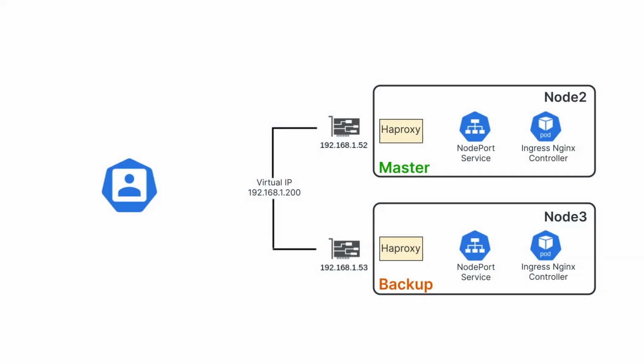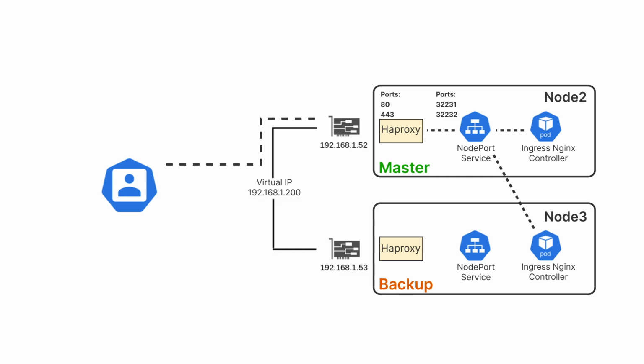Let's consider how traffic flows from a user to the Ingress controllers. The user sends traffic to the network socket: virtual IP, colon, 80 or 443. Then HAProxy forwards traffic to the Kubernetes NodePort service. Finally, the service forwards traffic to one of the pods with the Ingress Nginx Controller.